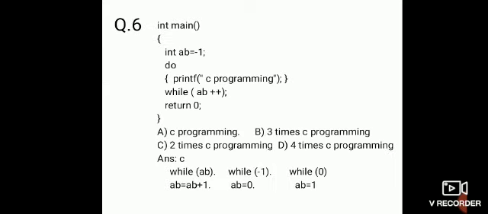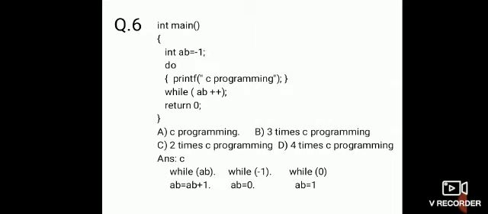Question number 6. We declare AB. The value of AB is -1. In the do while loop, the statement is executed first. So one time, the C programming is printed. In this condition, post increment is present. So it is divided into two steps: first while AB, and second AB is equal to AB plus 1.